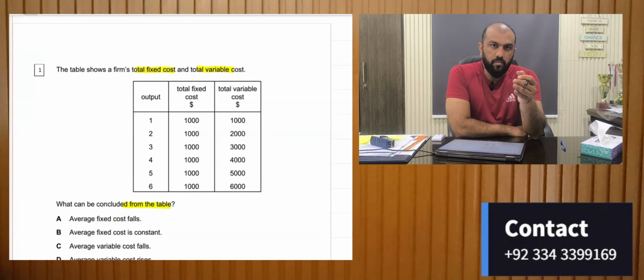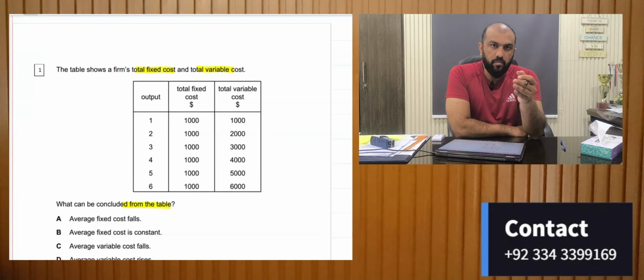What can be concluded from the table? All right, so A seems to be correct because we know the average fixed cost graph would look something like this. It would continuously fall, and total fixed cost is constant. Well, this cannot be the answer. Average variable cost falls? No, average variable cost will be rising, right? So A is the right answer. We don't even need to calculate. We can just see the data and figure this out, right? So let's get started on the next MCQ.